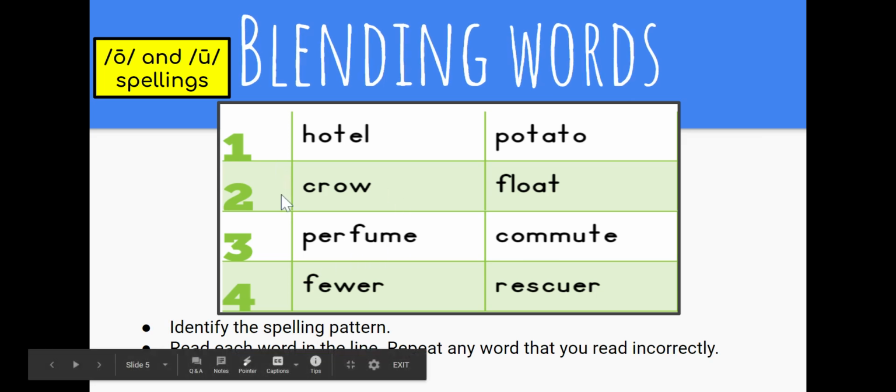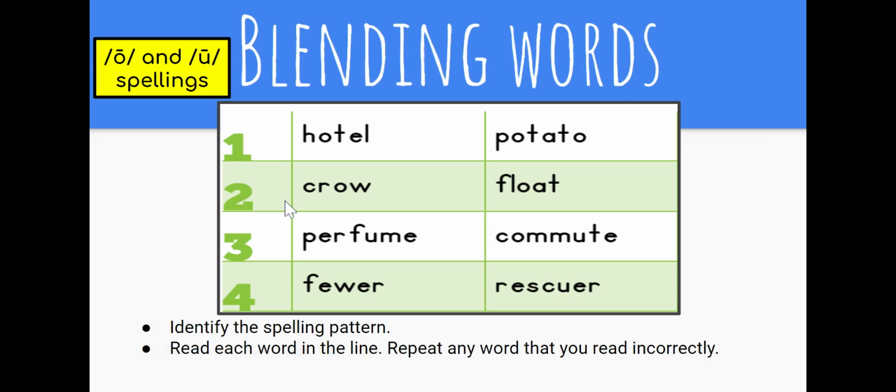In lines 1 and 2, there are words that have the long O spelling pattern. Take about 15 seconds to identify the long O spelling pattern in each of these words. Just want to point out that in this word here, there's multiple vowels. So one of these O's is not going to make the long O sound. Okay, if you need more time, pause the video. Begin.